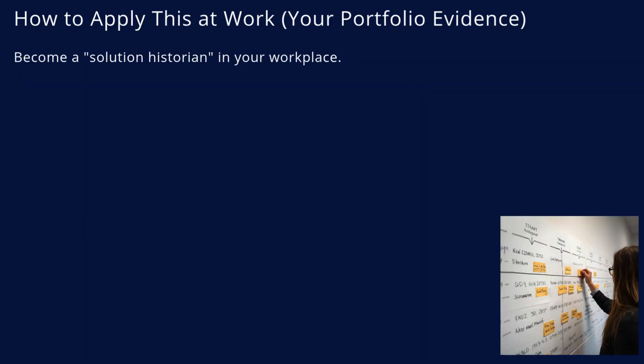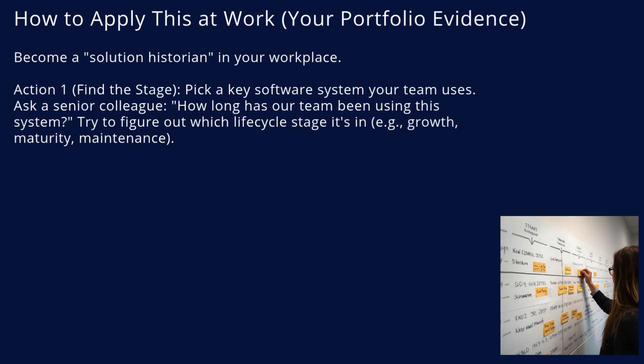Let's make this real and gather some powerful evidence for your portfolio. This week, I want you to become a solution historian at your company. Here are 3 small actions you can take. First, find the stage. Pick one of the main software systems your team relies on. Ask your manager or a senior colleague, "I'm just curious, how long have we been using this system?" Based on their answer, try to determine which lifecycle stage it's in.